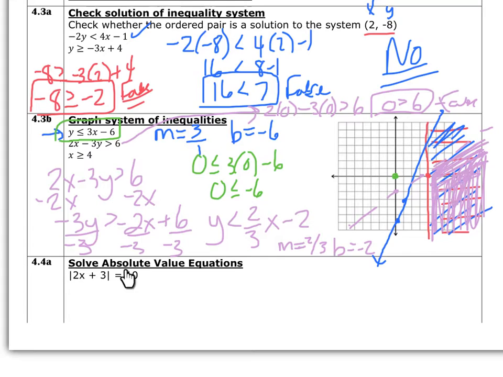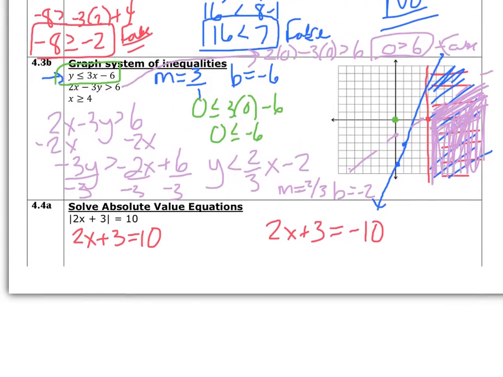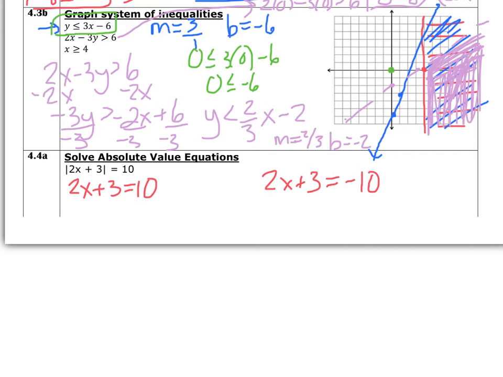4.4a wants us to solve absolute value equations. Remember, to solve absolute value equations, you have to break it down into 2 equations. So the first equation that we're going to have here is write it without the bars. So 2x plus 3 equals 10. Now the second equation is going to be the 2x plus 3, but we're going to say it equals negative 10. And we basically are just going to do the algebra to solve these.